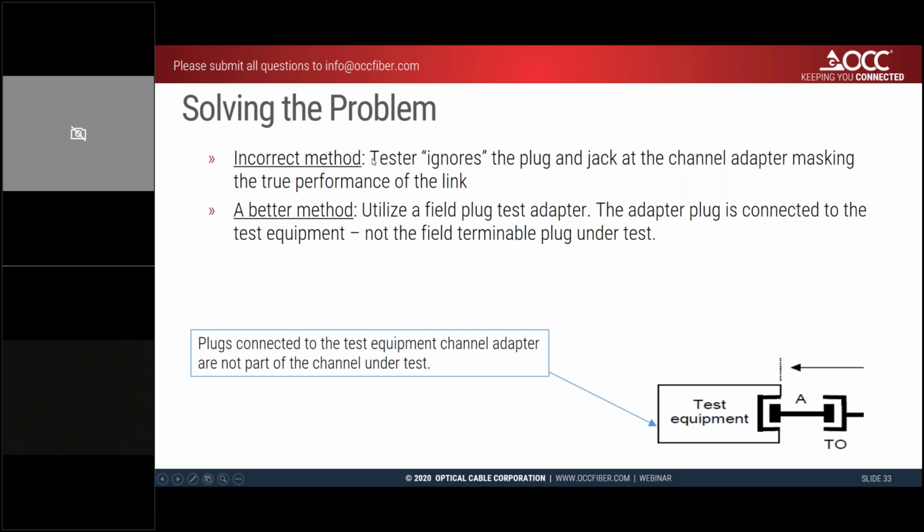So to solve this problem, like I said, with the incorrect method, the tester ignores the plug and jack and the channel adapter, masking the true performance of the link. There is a better way to do this. You could utilize a field plug test adapter, where the adapter plug is connected to the test equipment, not the field terminable plug under test, the thing that you're trying to get your test result on.